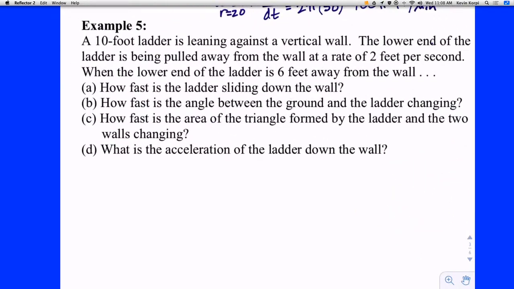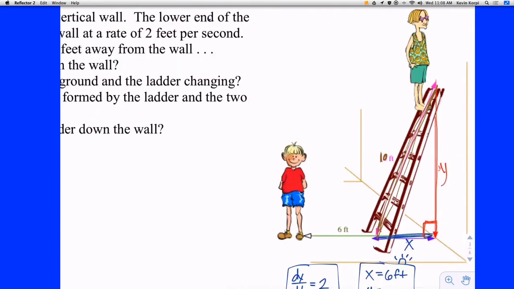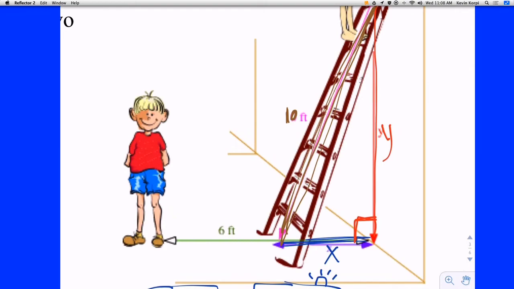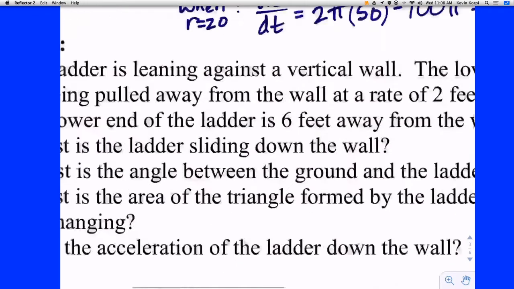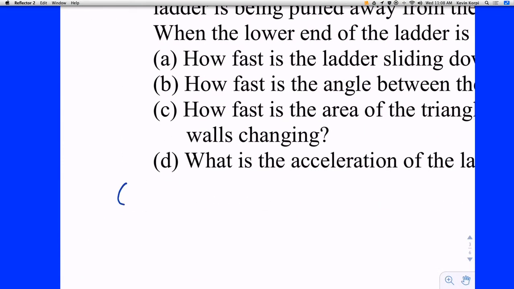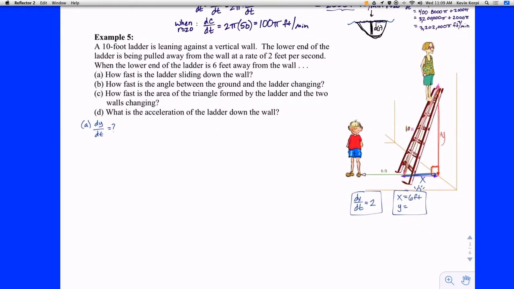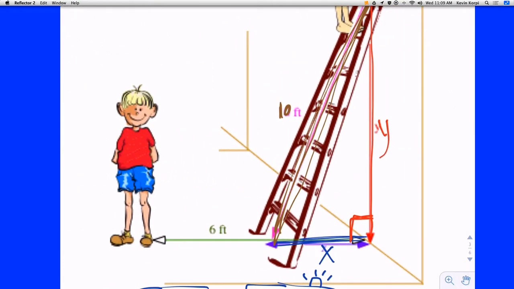All right, on part A, how fast is the ladder sliding down the wall? That's basically looking for the rate of change of which variable? Y. Okay, so now we have our target. On part A, I'm looking for dy dt. That's my target. So now, before I can relate the rates, dy dt or dx dt, I need to relate the quantities. So in this picture, what's the quickest, fastest, easiest way to relate x to y? In this right triangle. Pythagorean theorem.